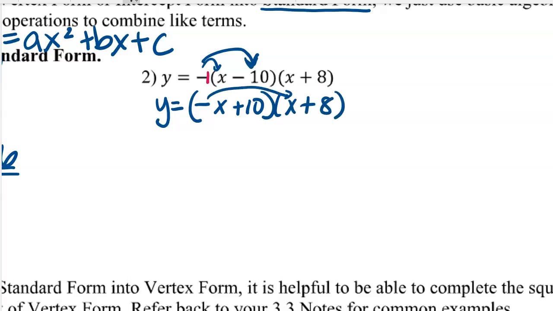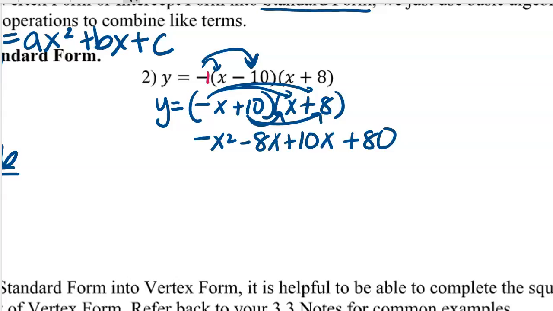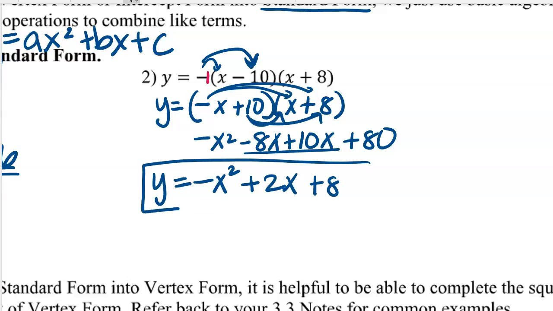So negative x times x is negative x squared. Negative x times 8 is negative 8x. 10 times x is going to give us positive 10x. 10 times 8, that's positive 80. So y equals, drop the negative x squared down because that's the only term. Those will give us positive 2x, and drop 80 down. And that is in the standard form of y equals ax squared plus bx plus c.